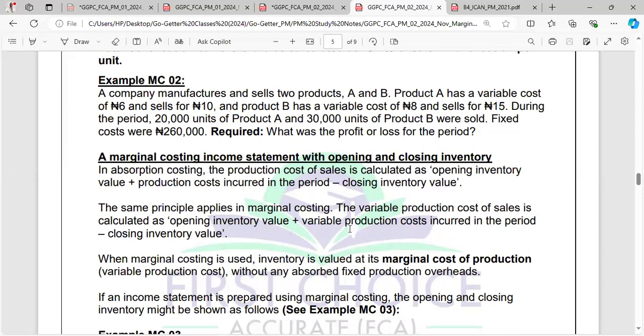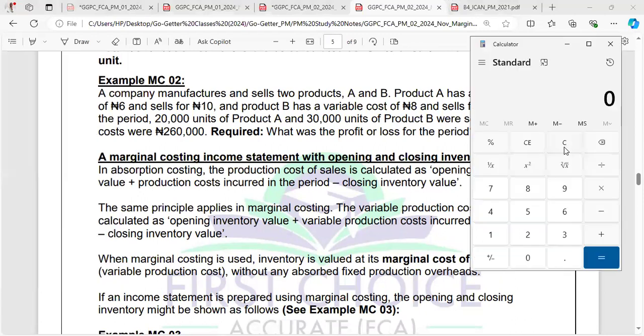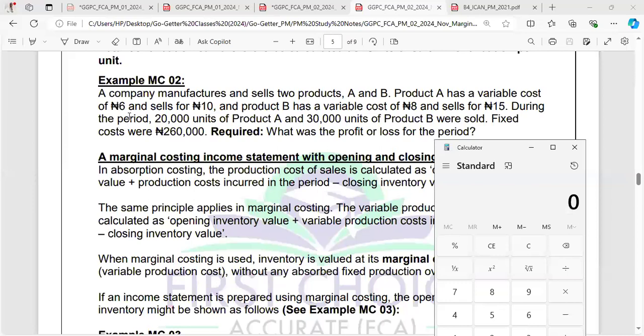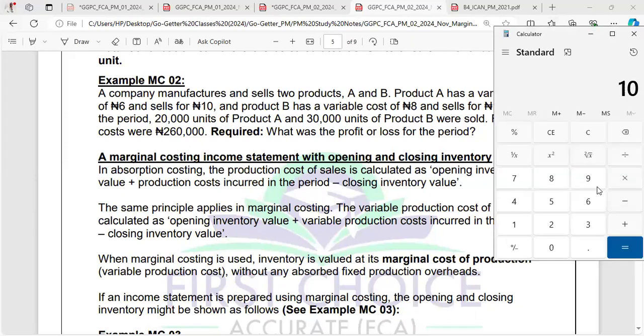So all you need to do here is, we can still look at it together. We can look at product A. How can we get the contribution for product A? We simply say, product A, the variable cost is 6 naira, whereas the selling price is how much? 10 naira. 10 naira minus 6 naira will give us 4 naira. 4 naira is the contribution made by product A.